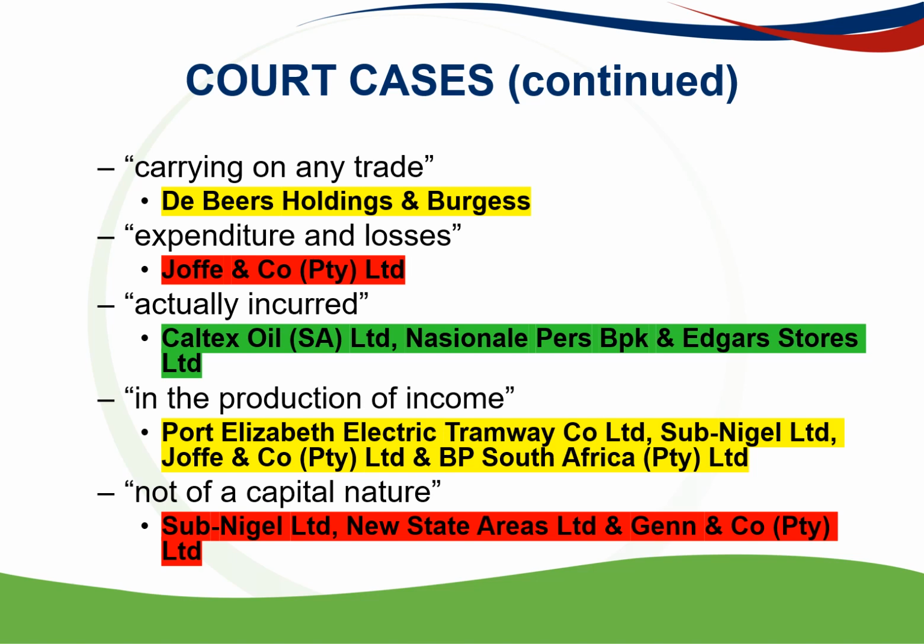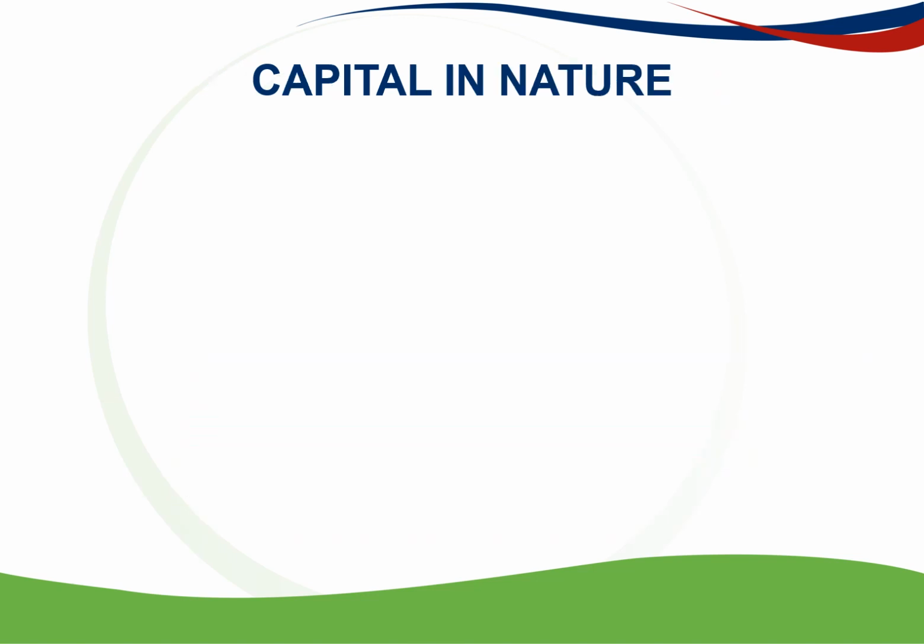And the last one, Gen and Company, it was stated that one of the matters to be taken into consideration is the closeness of the connection of the expenditure to the income producing structure as against the closeness of the connection to the income earning operations. The courts have established certain tests or norms that are of assistance when determining the capital or revenue nature of a specific type or class of expenditure.